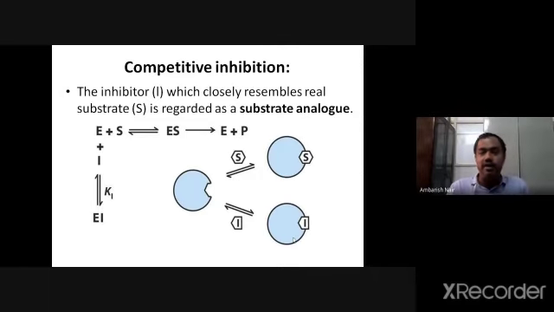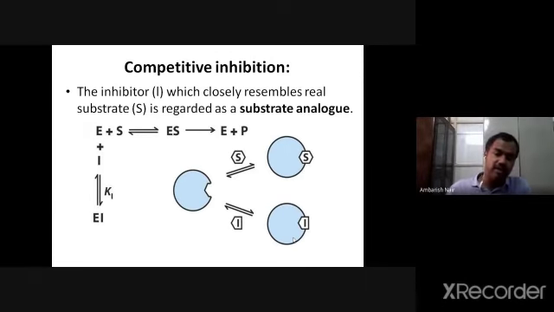An inhibitor which closely resembles the real substrate is regarded as a substrate analog. In competitive inhibition, the inhibitor competes with the substrate and forms an enzyme-inhibitor complex, which can be reversed by increasing the substrate concentration. That means it's a competition. Just imagine you are going for a particular match, you have 5 people and the other team has 6 people. Who will win the match? Naturally, the advantage is for the team with 6.